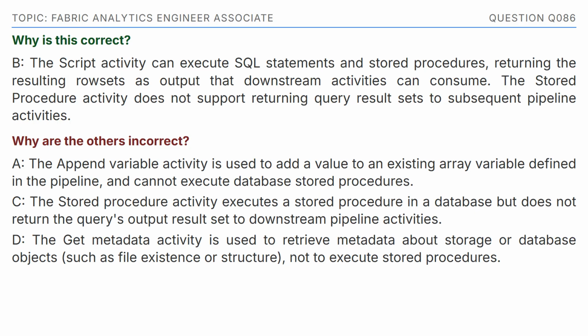Why are the others incorrect? A. The append variable activity is used to add a value to an existing array variable defined in the pipeline, and cannot execute database stored procedures. C. The stored procedure activity executes a stored procedure in a database but does not return the query's output results set to downstream pipeline activities. D. The get metadata activity is used to retrieve metadata about storage or database objects, such as file existence or structure, not to execute stored procedures.